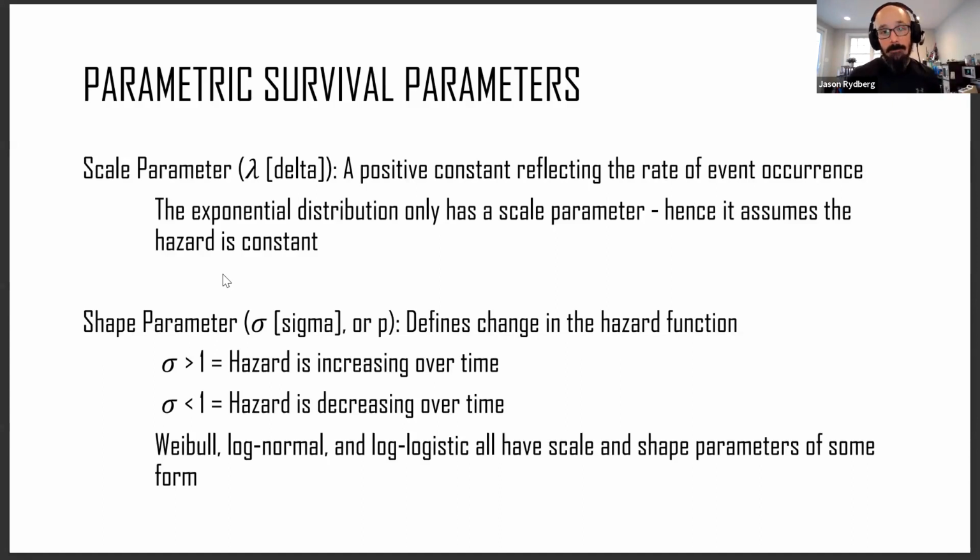They'll also have a shape parameter. Like the Weibull has a scale and a shape, which defines essentially nonlinear change in the hazard over time. Typically when the shape parameter is greater than 1, that suggests the hazard is increasing. When it's less than 1, it suggests the hazard decreases over time. All of these different distributions have both scale and shape parameters, but in terms of their probability density functions, they have different formulas for how those parameters relate to the probability of the outcome.